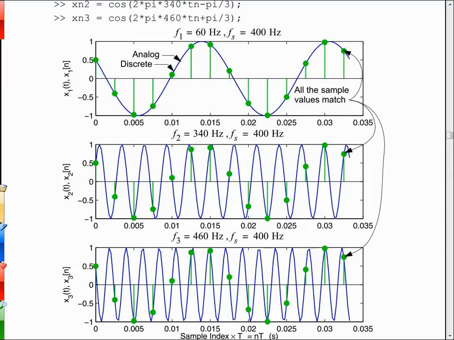That's the aliasing concept visually there, seeing how the samples are identical. They were taken of different signals, the 60 hertz, 340, and 460, but because the sampling rate is not high enough on the 340 and the 460, the samples end up looking identical to the samples from the 60 hertz signal.